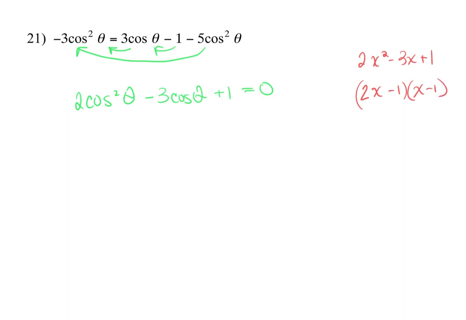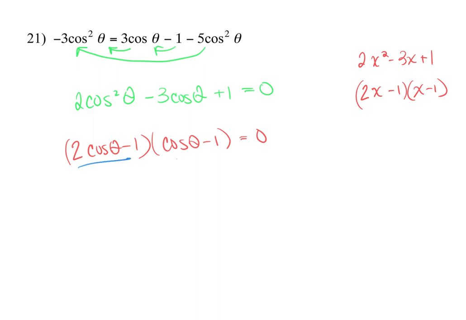So I would have 2x squared, negative 2x, negative 1x, that's negative 3x, 1 and 1. There we go. That's my factoring. But instead of x, I have cosine of theta, okay? And so now I can go back over here and say, oh, okay, so I have 2 cosine of theta minus 1, cosine of theta minus 1 equals 0.